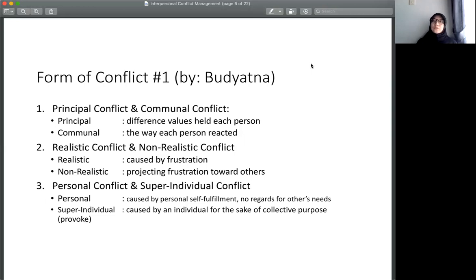Super individual conflict is usually implemented or acted out in the form of provocation, when an individual who has big influence in society makes something up that triggers controversial matters.